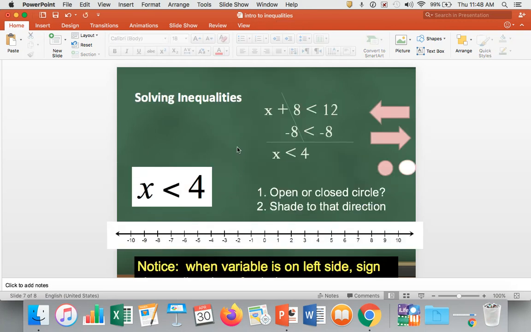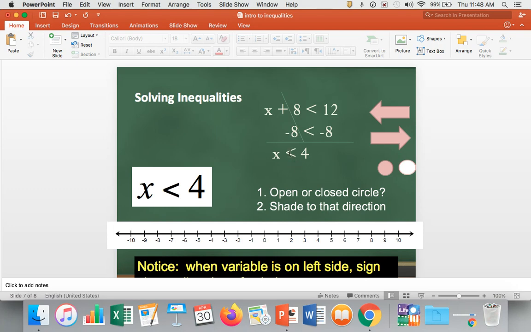If we look at this example, x plus 8 is less than 12. I subtract 8 from both sides, just like we would an equation. You just keep your less than sign, and your answer is x is less than 4.